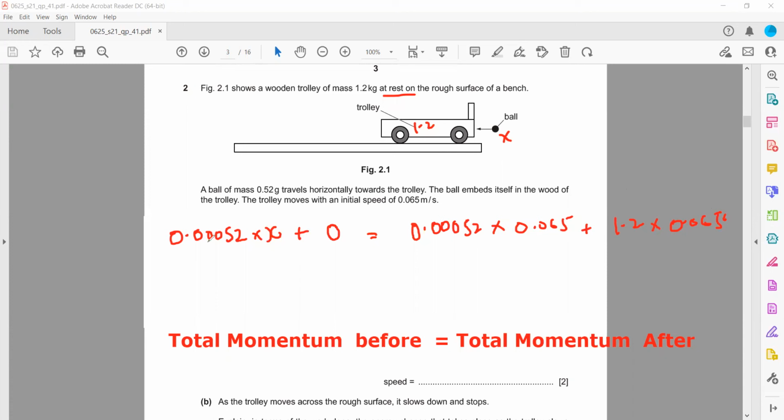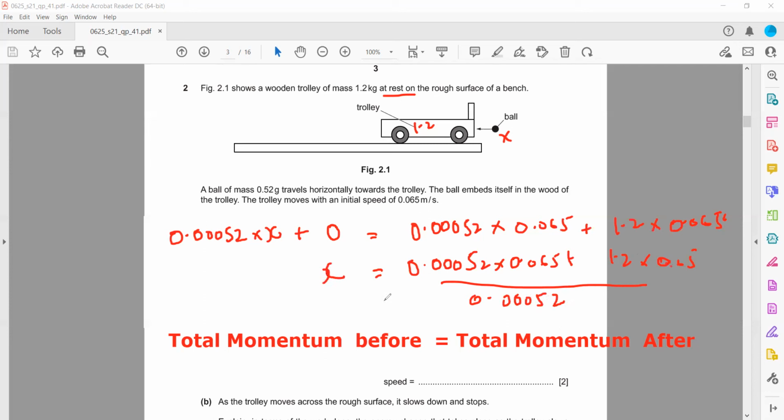So this 0.00052 is multiplied, on the other side it will be divided. So we will solve 0.00052 times 0.065 plus 1.2 into 0.065, and that is divided by 0.00052. This will give us the value of x, which is a speed that will come out to about 150 meters per second. So the ball initially was moving at a speed of 150 meters per second.